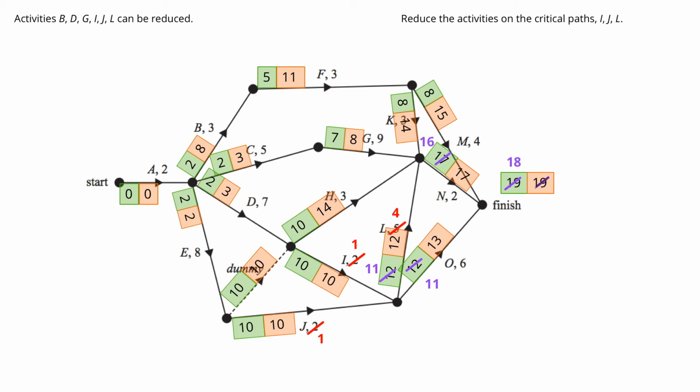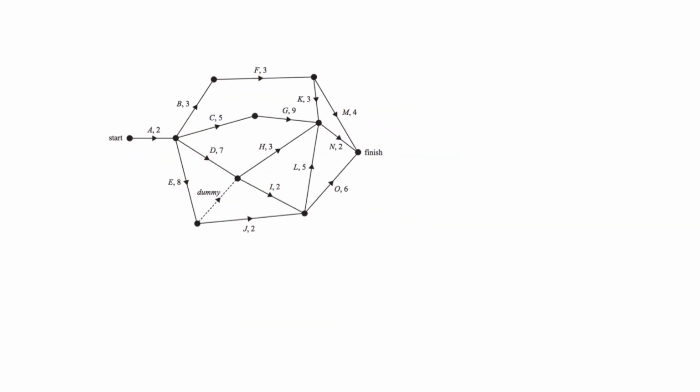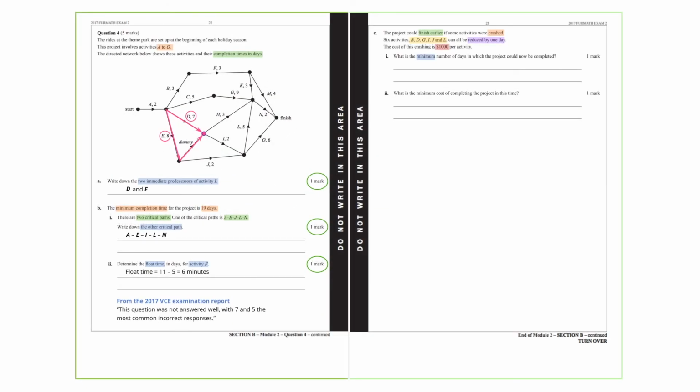We notice that now we have a new critical path, which is the one that follows activities A, C, G, N. We can now reduce activity G because this activity is now on the critical path. This is going to further reduce the time for the project to 17 days. So the answer to this question is 17 days. This question is worth 1 mark for the correct answer.